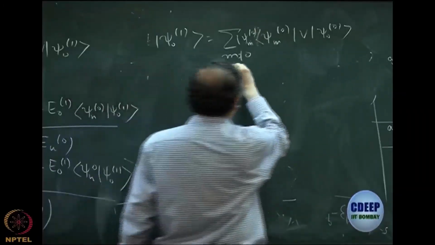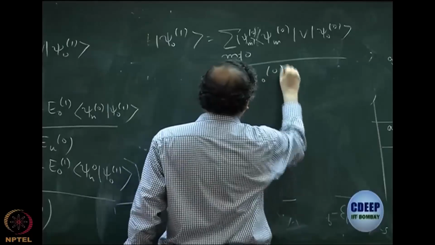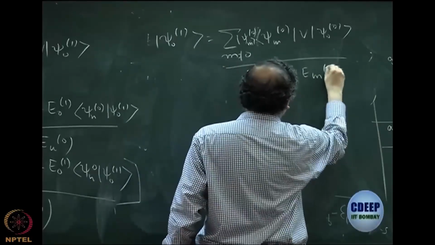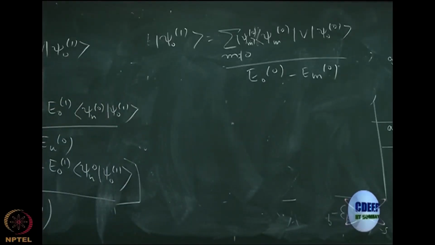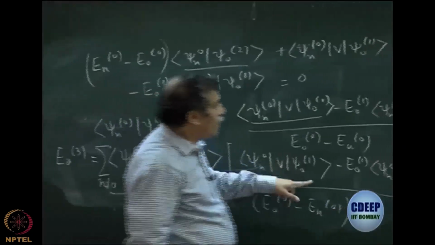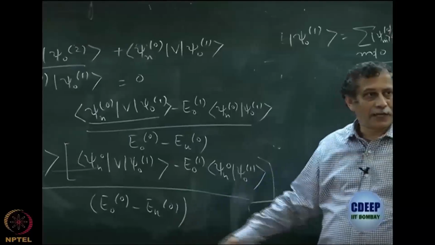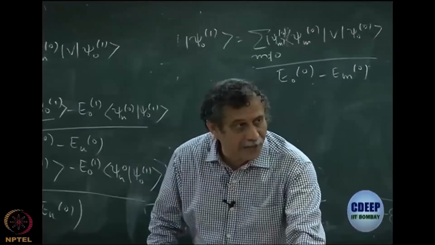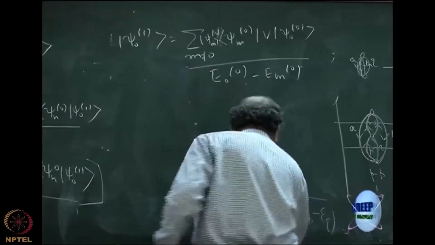Divided by the denominator E 0 0 minus E m 0, correct? So all I have to do is, in this expression of psi naught 1, substitute that. So if you can see now, there will be two double summations, and because psi 0 1 also has a denominator, there will be two denominators. If you are just a little bit careful with algebra, you should be able to write the entire expression now.